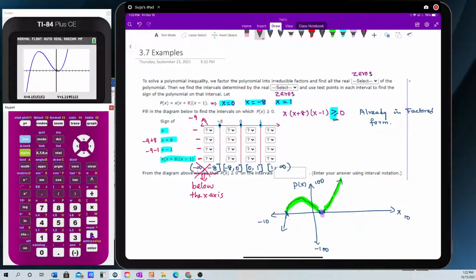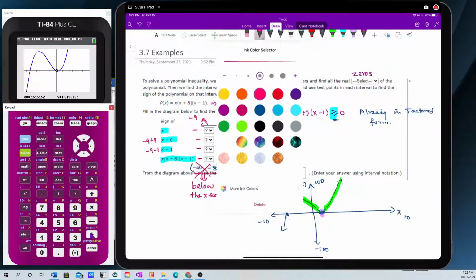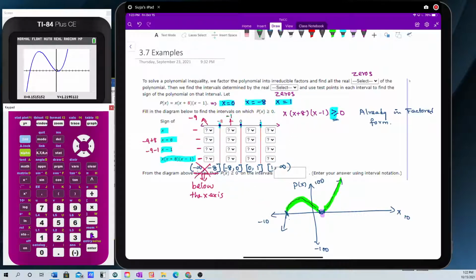Okay, repeat the same process. Pick a test point between these two. I'm going to pick -1. So if I pick -1, let me use another color. So if I take -1, this will be a -1, which is negative. -1 plus 8, so 8 minus 1, right? It's positive. And this is -1 minus 1, which is negative. Now if I multiply these 3 together, I will have a positive answer. So that is telling me that in this interval, my graph is going to be above the x-axis, so that needs to be included in my final answer.